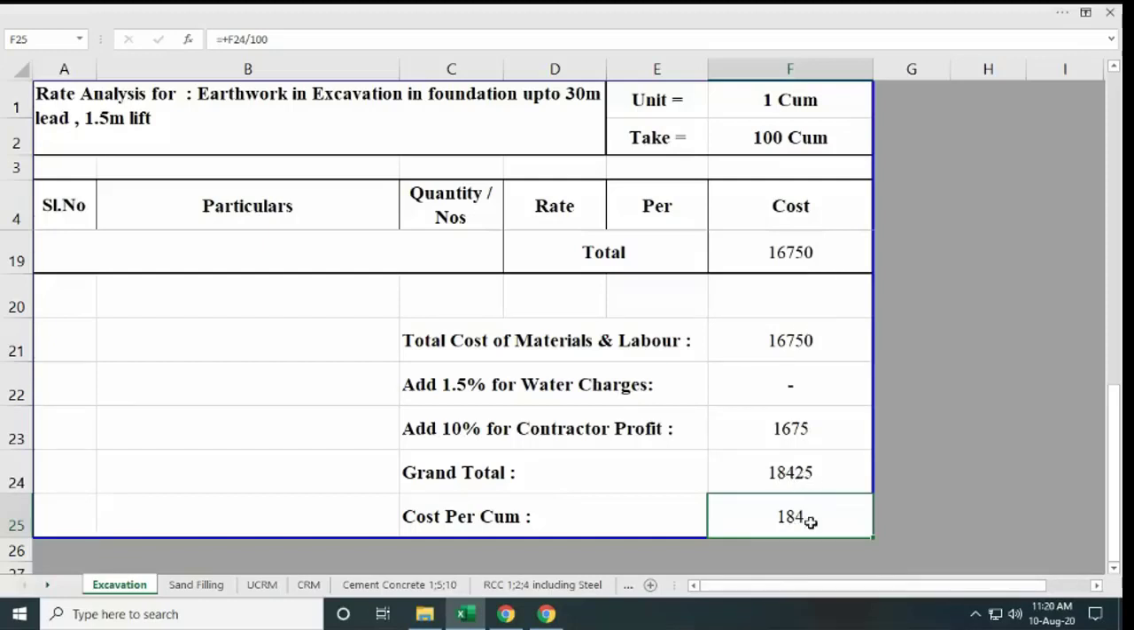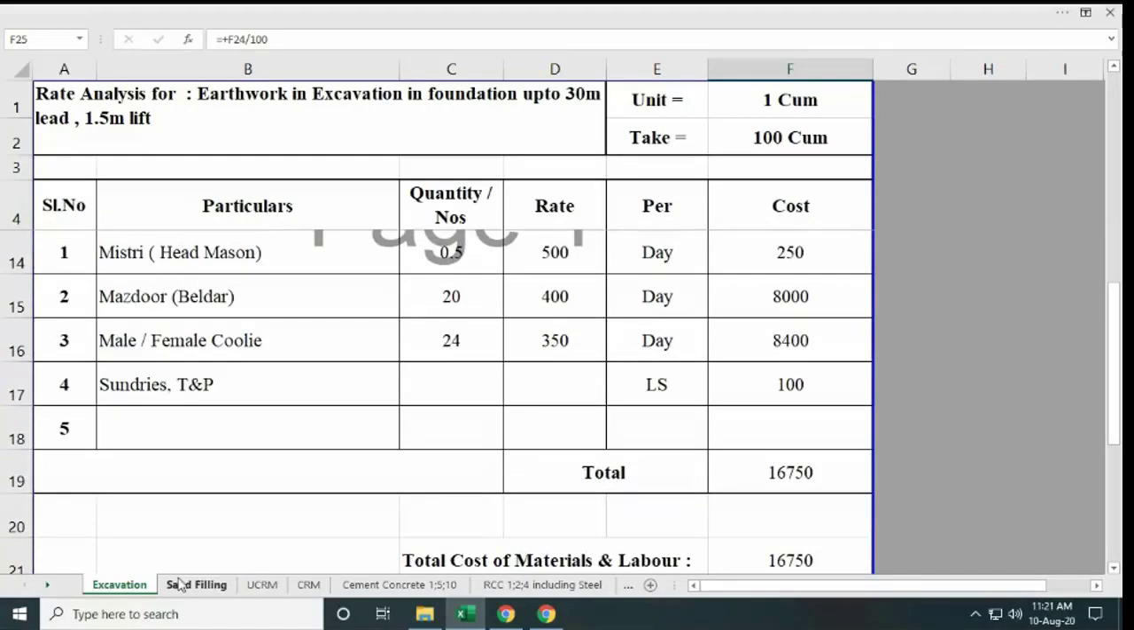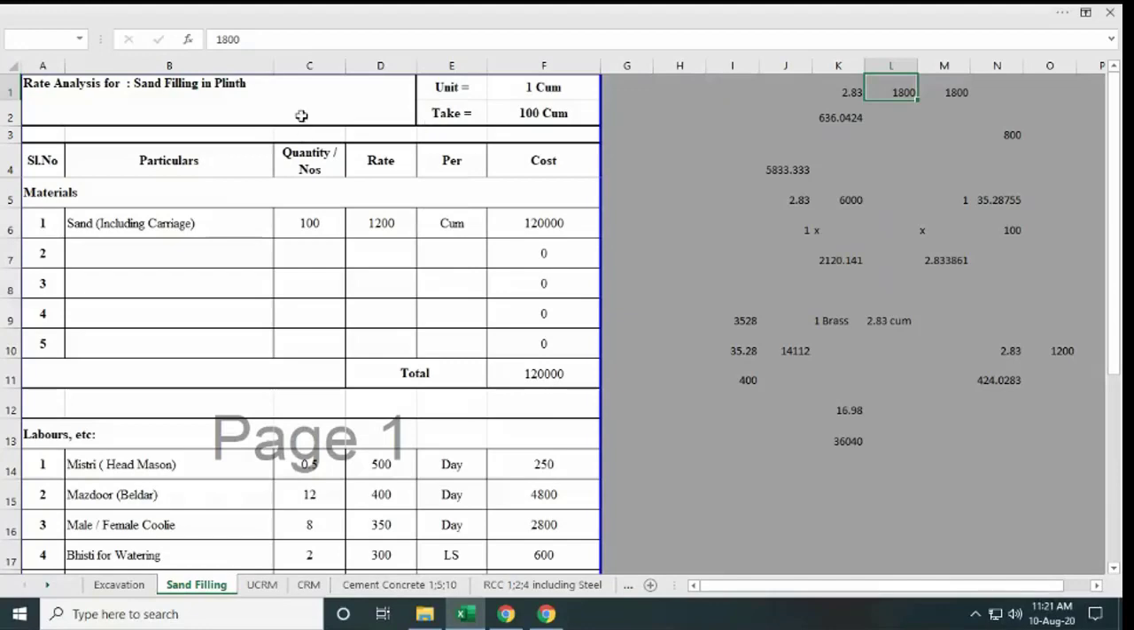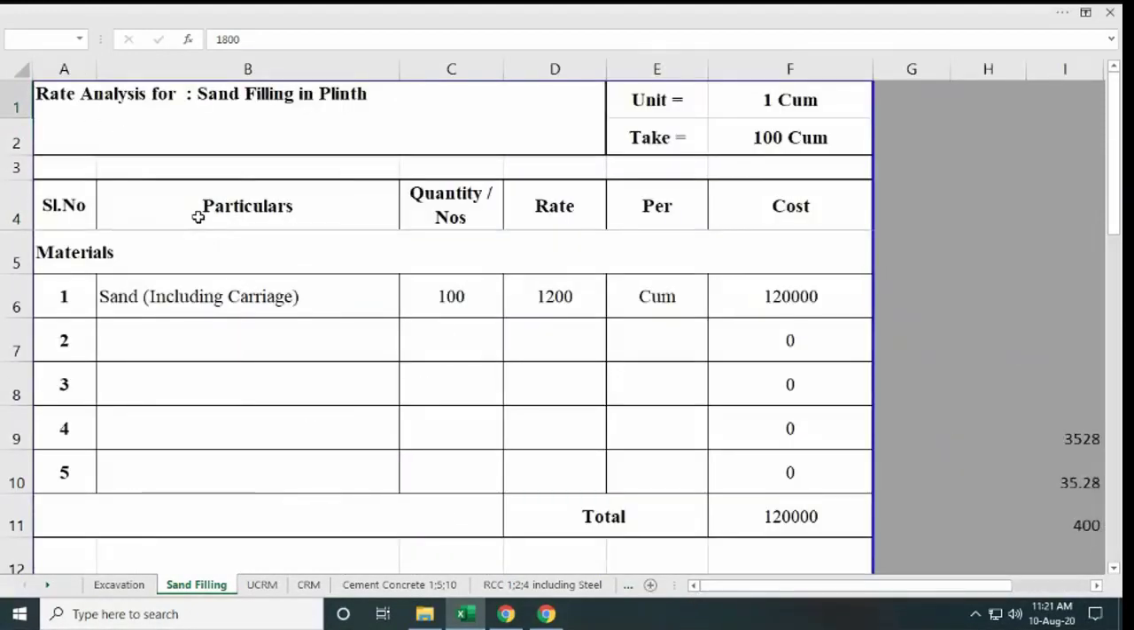So this is the cost per cubic meter for earthwork excavation. As the depth increases, labor is going to increase. As the lead increases, like 30 meters I have taken as the lead, if it is 50 meters, 100 meters, 200 meters, the cost is going to increase. So proportionately we have to increase the cost. So this is the rate analysis of earthwork excavation. Then next we will go to the rate analysis of sand filling.